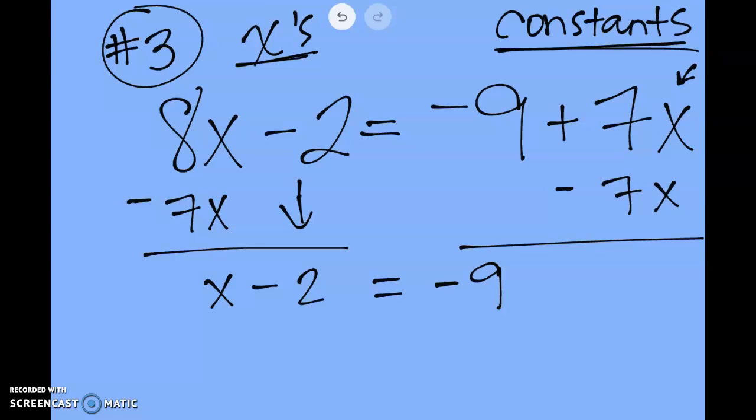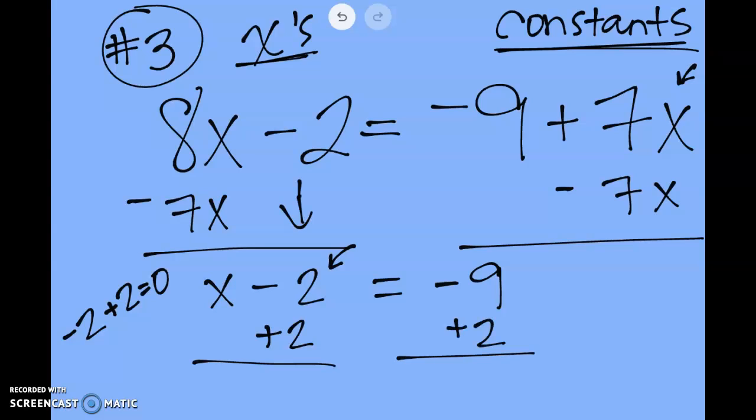Now we want to get all of our constants together. So I'm taking a look at this negative 2 right here. Notice I said that was a negative 2 because of this minus sign. Remember, if we want to get negative 2 to 0, we need to add 2 to it. We want to do that inverse operation. So I'm going to add 2 and add 2 to both sides. So I get x left over here.